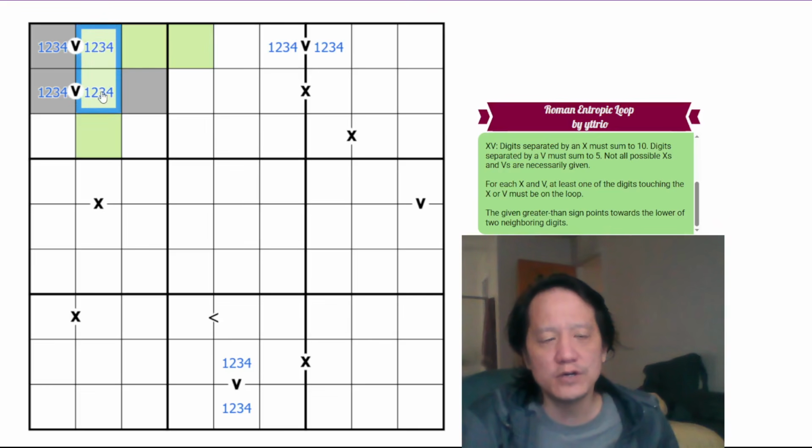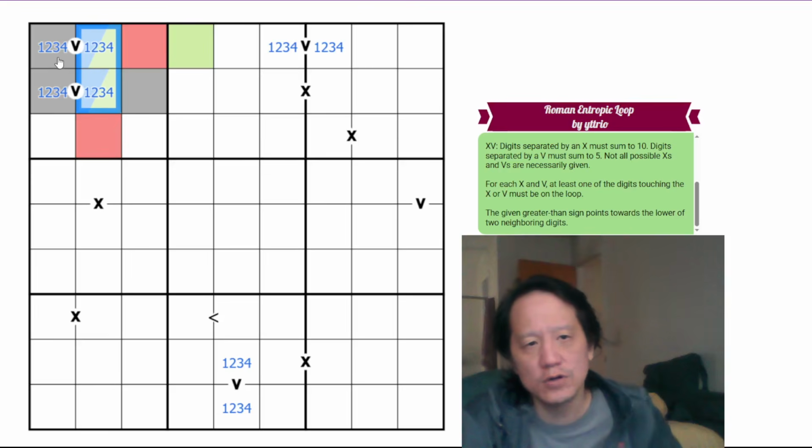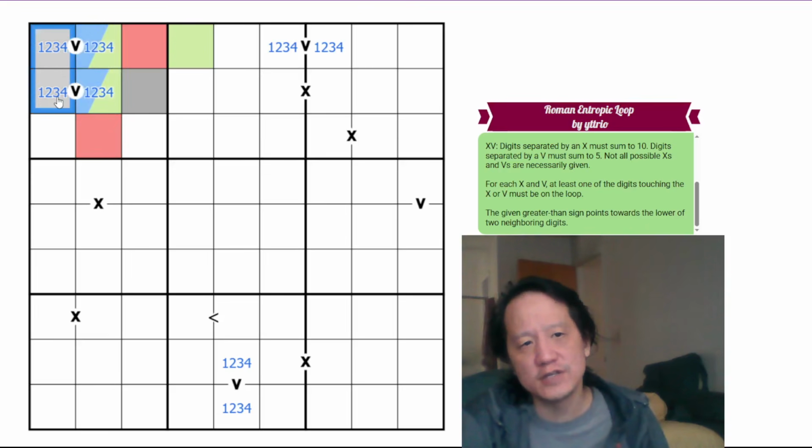And we know one of these is low and one of these is mid. So we're going to make this green and blue, which means this must be a red cell. So this is red, this is red. So this is 4, which means this has to be 1. So this can't be 4, this can't be 1, and we have 2, 3 here.